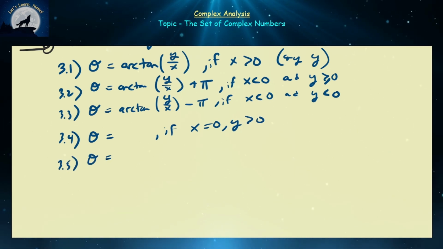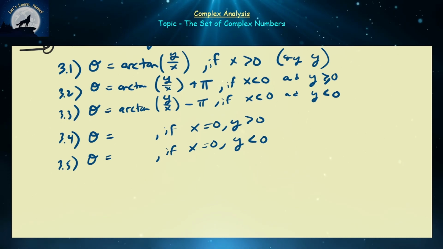3.5 will be, theta will be equal to something if x is 0 and y is negative. Do you want to take a guess of what we define theta to be in these cases? So theta will be equal to pi over 2 for the first case and negative pi over 2 for the second case. And there's one other case to consider.